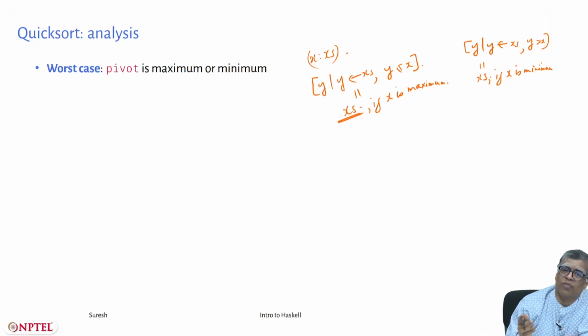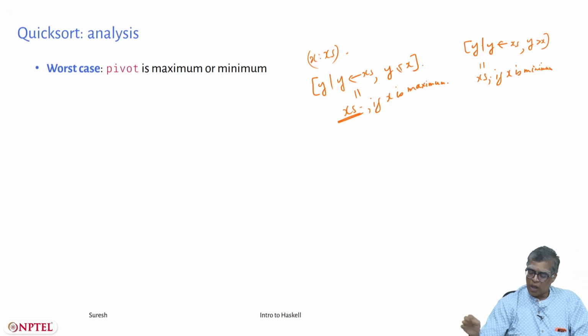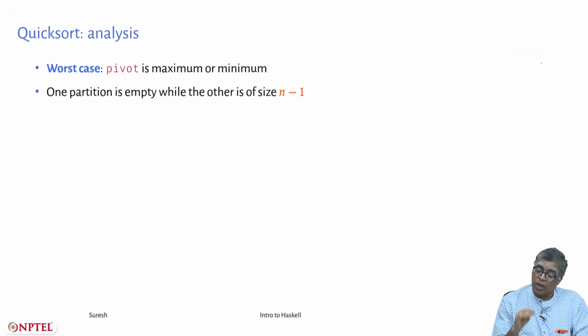So what will happen? One of your front or back, one of them will be actually empty, and the other will be of length one less than the original list. So you started out with a sorted list, but you end up just spending an enormous amount of time splitting this list and then doing plus plus, etc., etc. Okay, so this is not the most efficient algorithm. So that is the worst case.